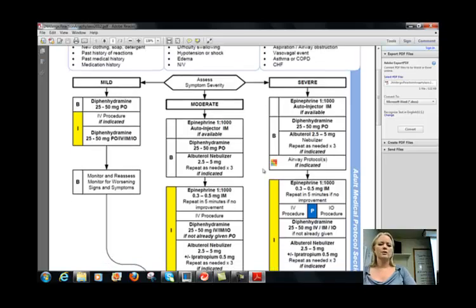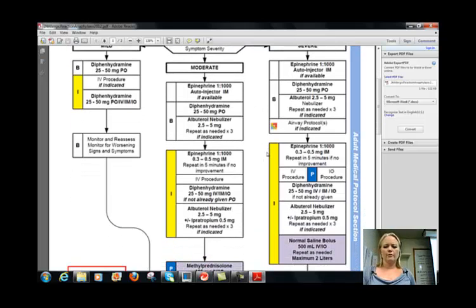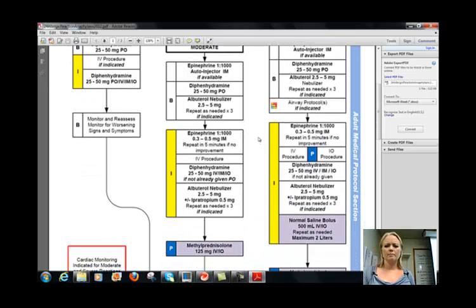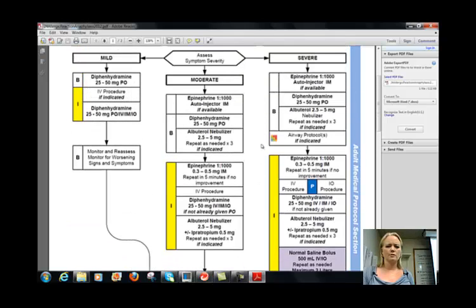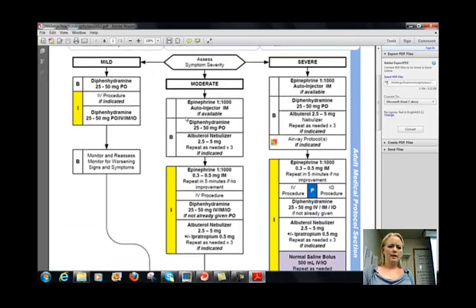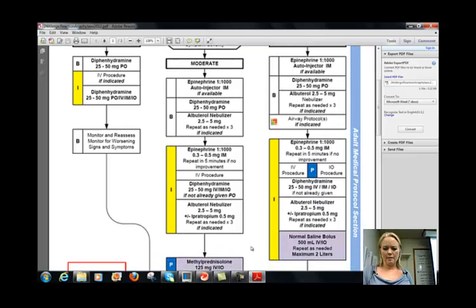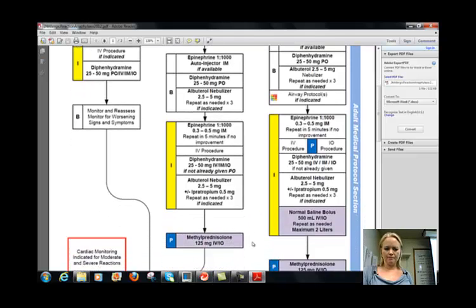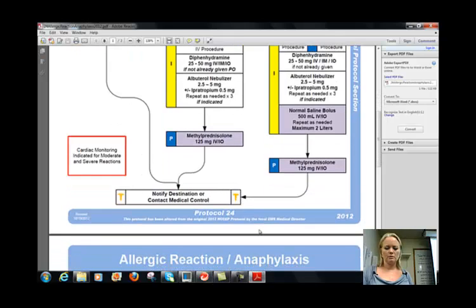The allergic reaction protocol, there's really no difference on this one from the one before. It's just, for mild, they get Benadryl. Moderate, you possibly add Epi and albuterol. And then severe, same thing. They may get some saline for some hypotension. And then Solumedrol at the bottom.